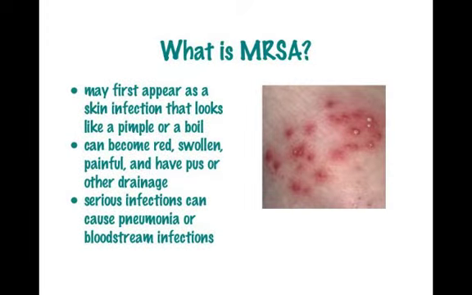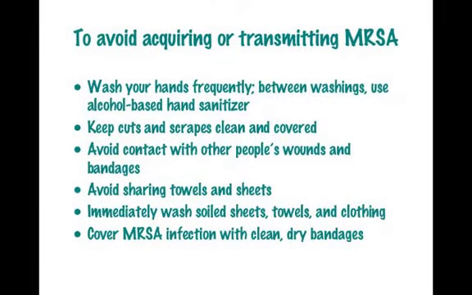MRSA may first appear as a skin infection that looks like a pimple or a boil. It can become red, swollen, painful, and have pus or other discharge. Serious infections of MRSA can cause pneumonia or bloodstream infections. To avoid acquiring or transmitting MRSA, wash your hands frequently. In between washings, use an alcohol-based hand sanitizer. Keep cuts and scrapes clean and covered with a bandage until healed. Avoid contact with other people's wounds and bandages. And avoid sharing personal items such as towels and sheets.